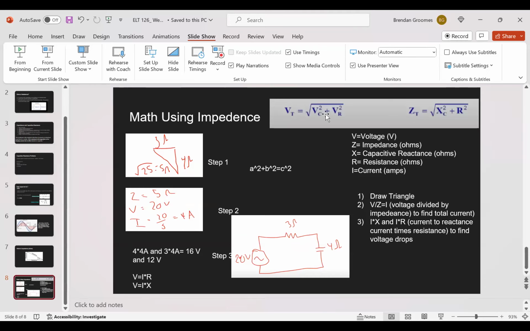VT equals the square root of VC squared plus VR squared. ZT equals the square root of XC squared plus R squared. Those look a little confusing, but they're really not. Essentially, they're just Pythagorean's theorem. I'm assuming that's the math you've been doing with Kim. You probably know Pythagorean's theorem as a squared plus b squared equals c squared, but when you have to solve for c, finding the distance of one triangle, you use the equation c equals the square root of a squared plus b squared.